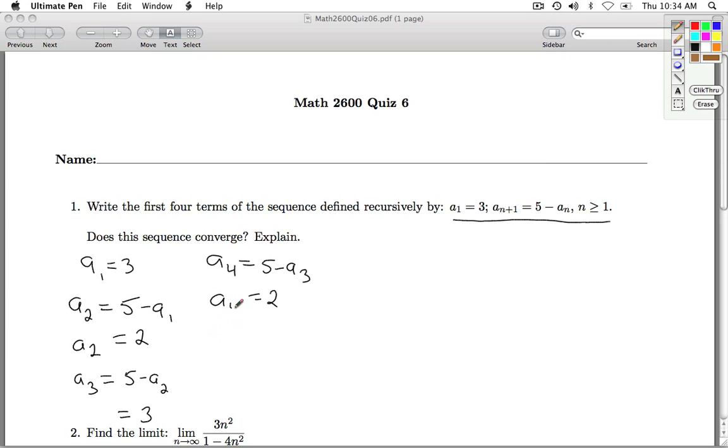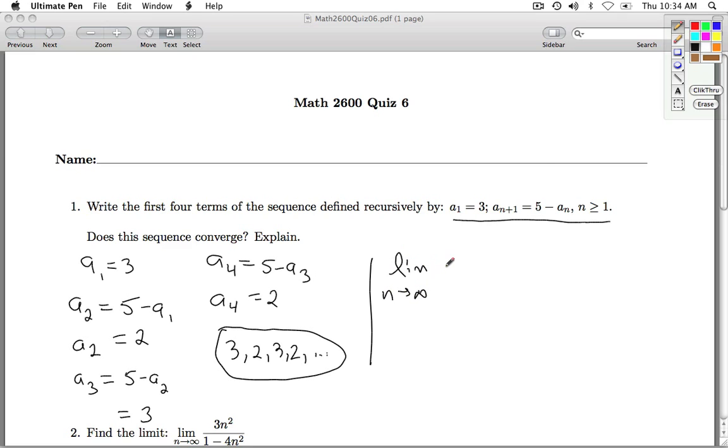And so the sequence is 3, 2, 3, 2, etc. So those are the first 4 terms of the sequence, and you can see that it alternates between 3 and 2. So does this sequence converge? Well, the limit as n goes to infinity of a sub n does not exist, since it alternates between 3 and 2.